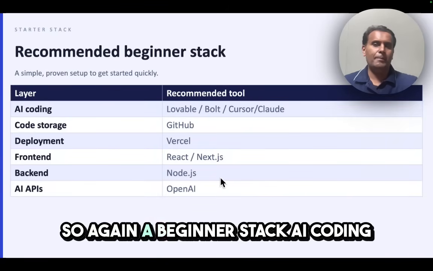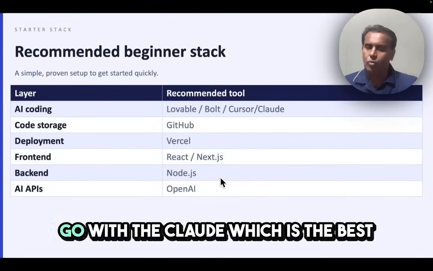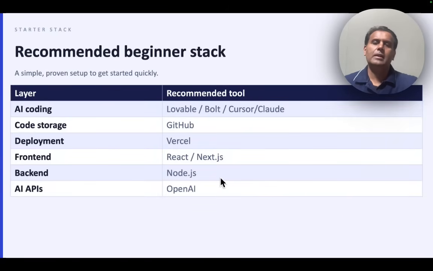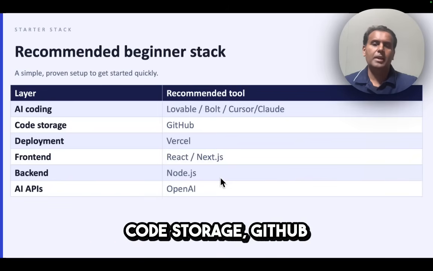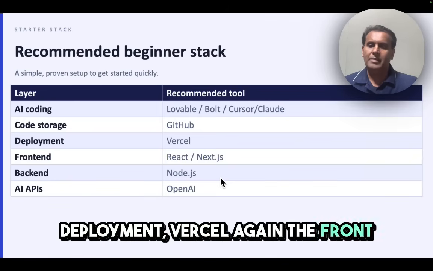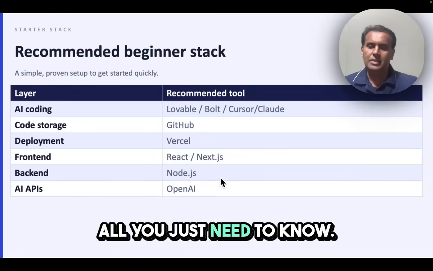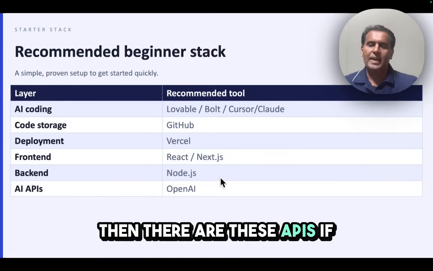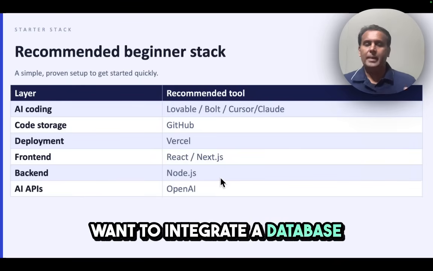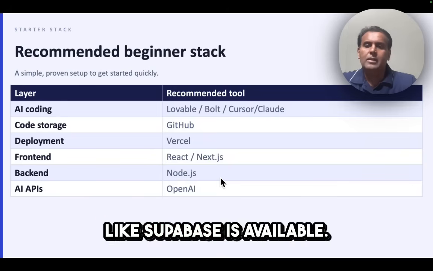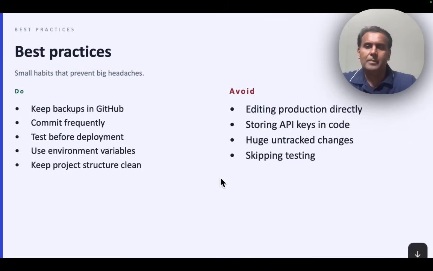So again, a beginner stack: for AI coding, go with Claude, which is the best, or Replit or something like that. Code storage, GitHub. Deployment, Vercel. Again, the front end, back end, these are all you just need to know. Then there are APIs if you want to integrate an LLM, and if you want to integrate a database, Supabase is available. Those are some extra things available.